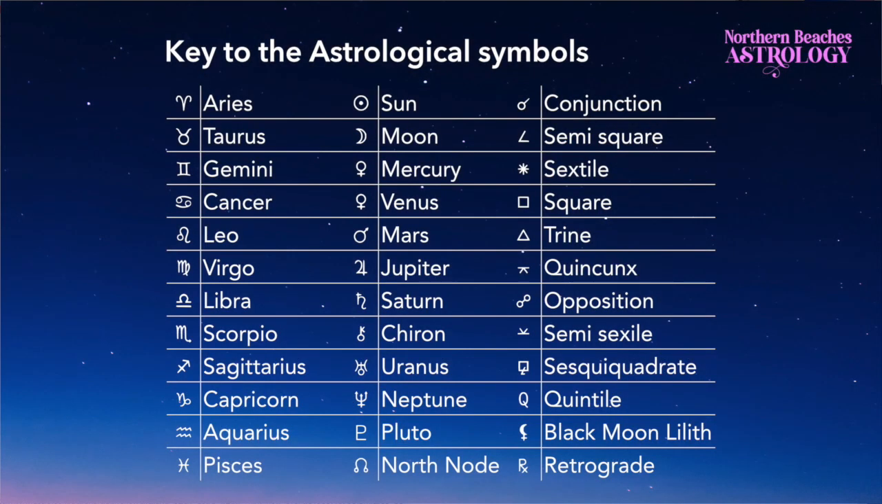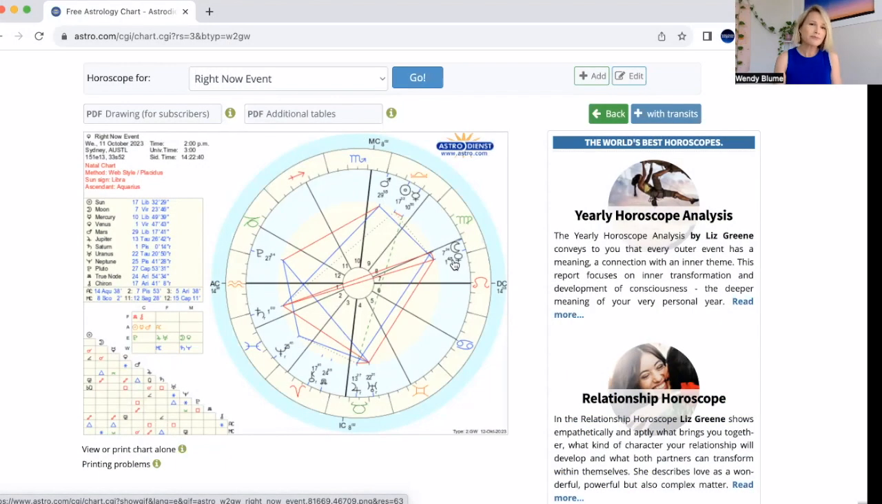What I'll do is I'll post a reference slide with a key for all of the symbols, and you can refer back to it whenever you need to, to try and make sense of what you're looking at in the chart. But it is just a really simplified two-dimensional map of where the planets all were at the moment when you were born. So this ecliptic circle is really important. This is what the zodiac is.